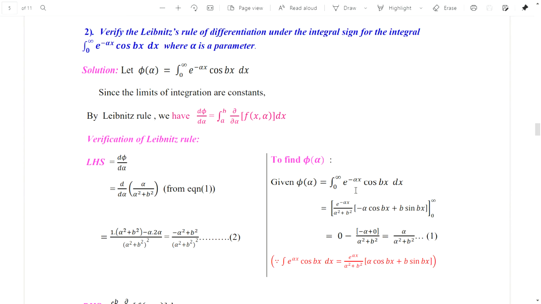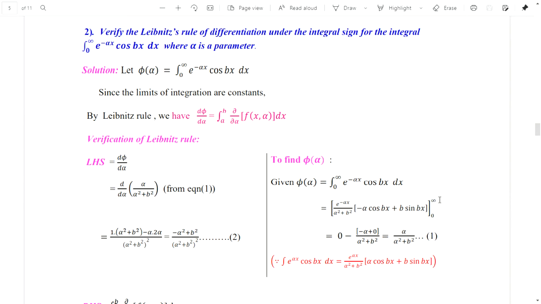So apply this formula. This is a straight formula. So in place of alpha we have minus alpha. If you apply this formula, we will be getting e to the power minus alpha x divided by alpha squared plus b squared, into minus alpha cos bx plus b sin bx. The integration is evaluated since this is a formula. Now we have to apply the limits 0 to infinity.